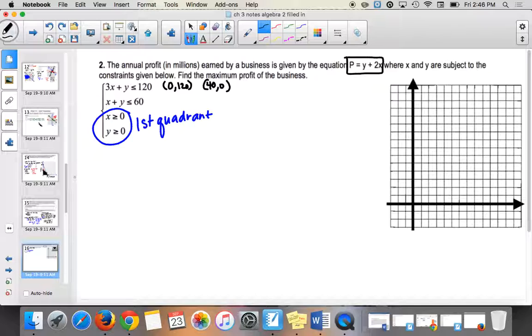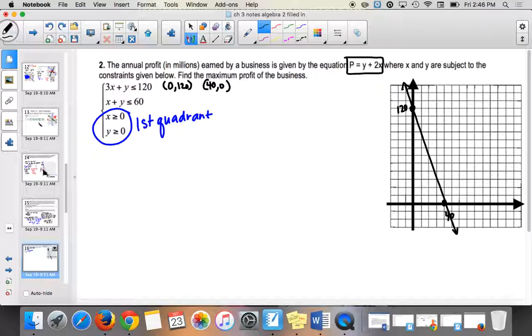This time, let's go with tens on the grid. So 10, 20, 30, 40, 50, 60, 70, 80, 90, 100, 110, 120. I think it's 3 away from the top. 0, 120. And then 40, 0. And then we draw the line in. Mine was a little off. All right, so it's like that.